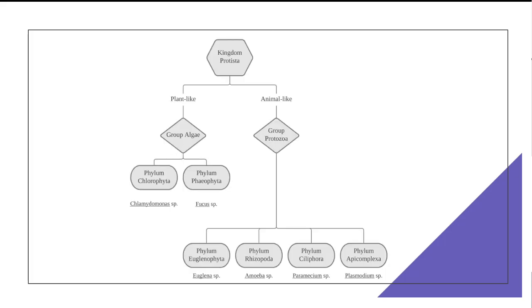Oh, sorry, there's a typo for Ciliophora here. I didn't notice before I put in the diagram. Just take note, Ciliophora, C-I-L-I-O.